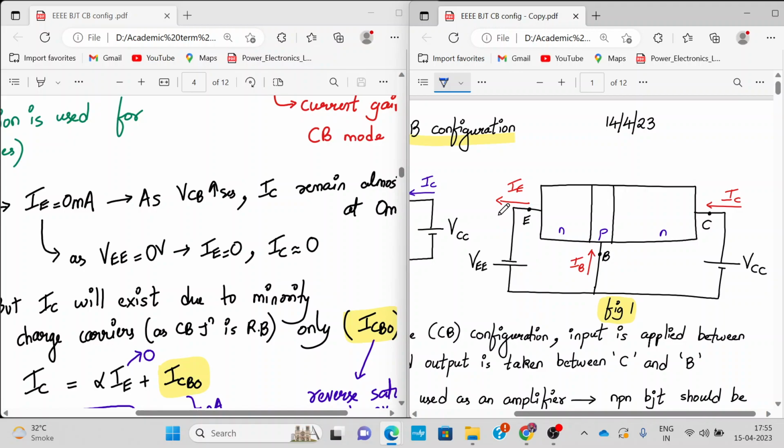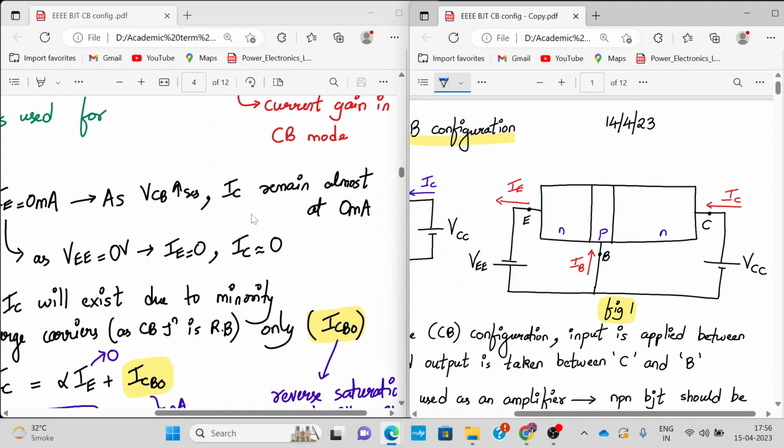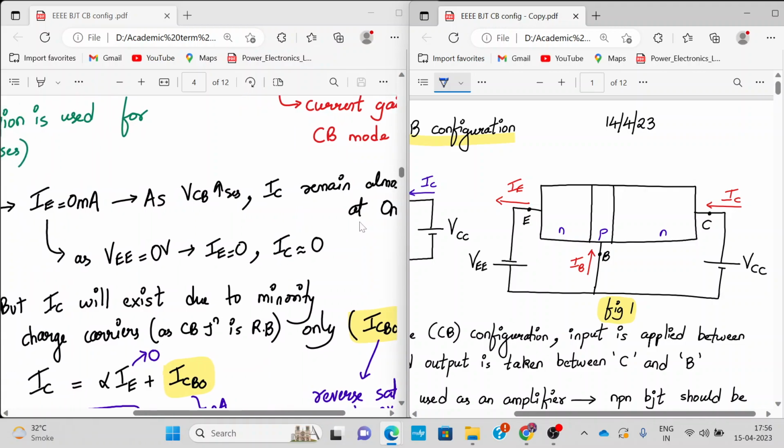It's shut off, right? The emitter is as good as an open circuit, so there are no carriers flowing out of the emitter region. So IC also remains almost at 0 milliamperes, because IE is 0. Why is IE 0? Because we are not applying VEE, so IE will be 0 and IC will be approximately equal to 0. It's not exactly 0.